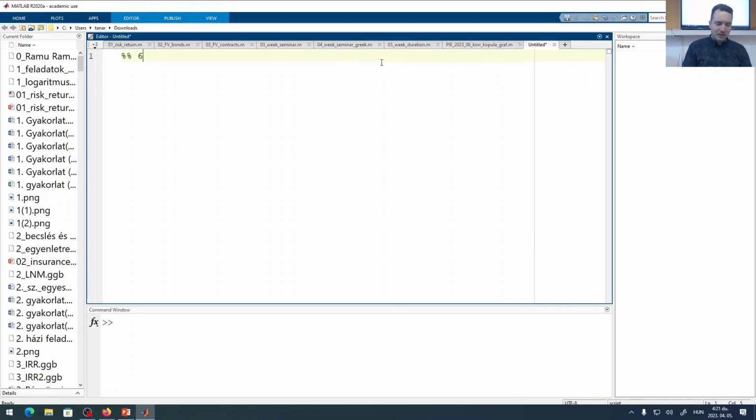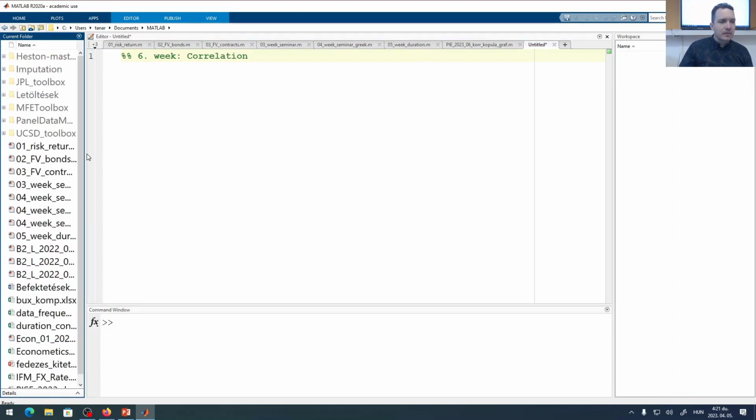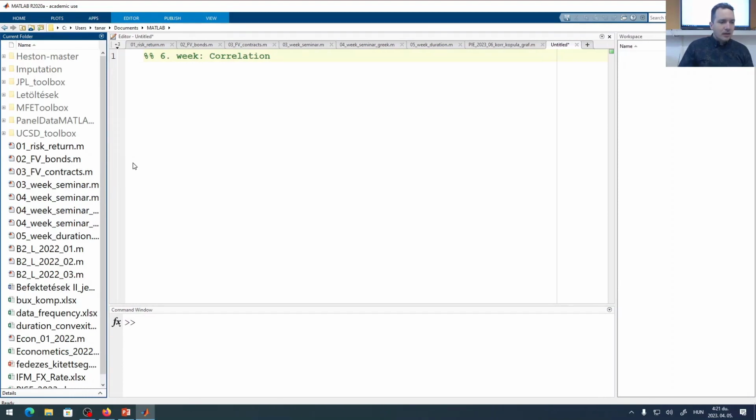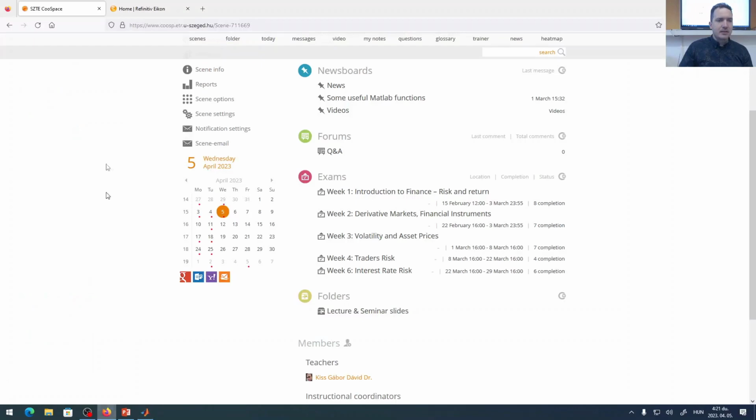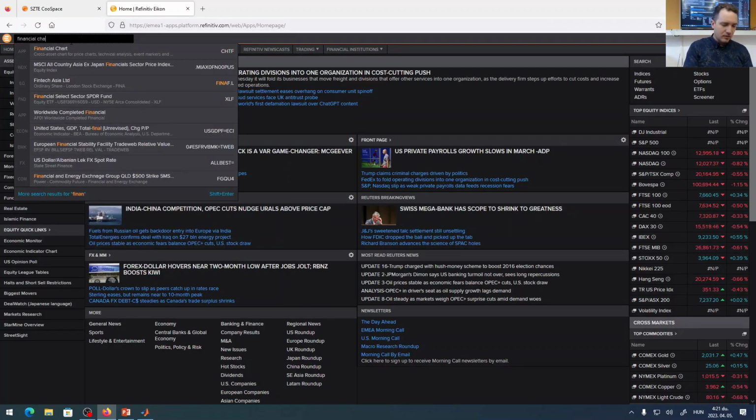We have 6 weeks, I think. Why am I here at this folder? And of course, we would like to have some nice data sets. So first of all, let's download something from the Reuters because we need practical data.